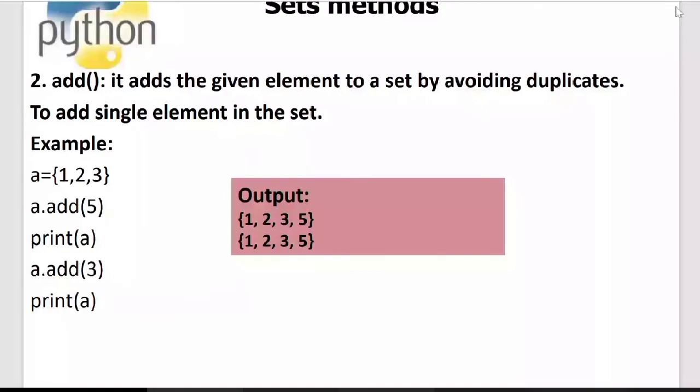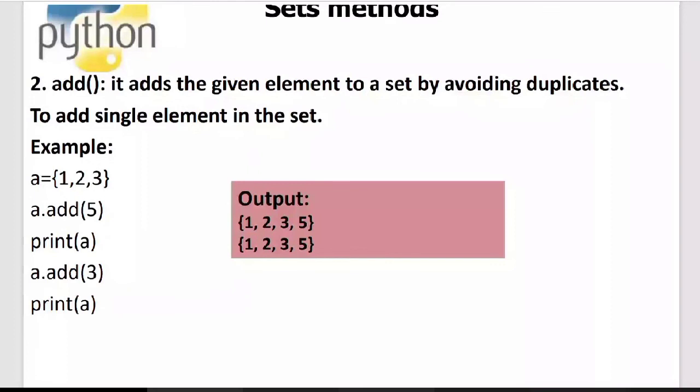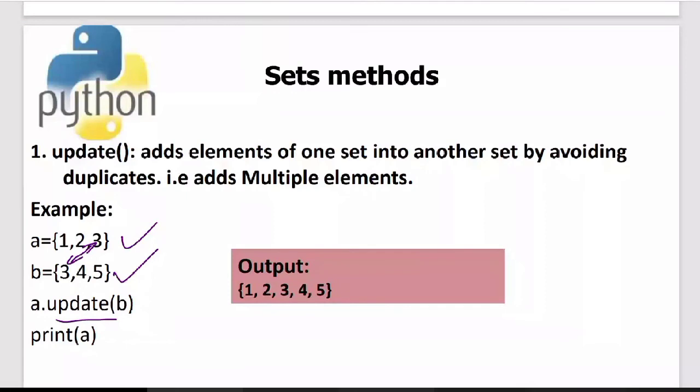In yesterday's class, we started with the set methods and discussed the update method. So what is that update method actually? It will take two sets and add the elements of one set to another set, and if there are any duplicates, it will remove those duplicates. It keeps only one occurrence of the element. So that's the update method.